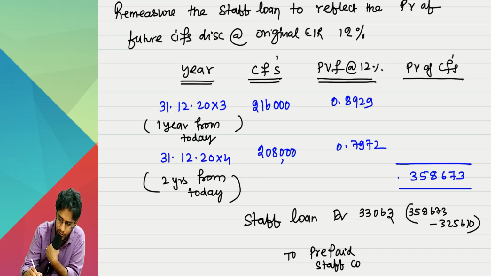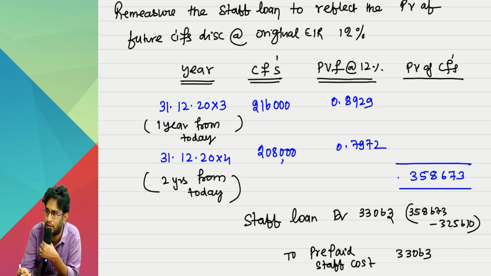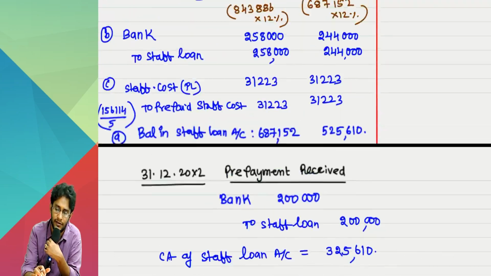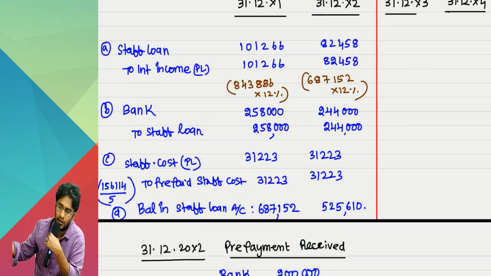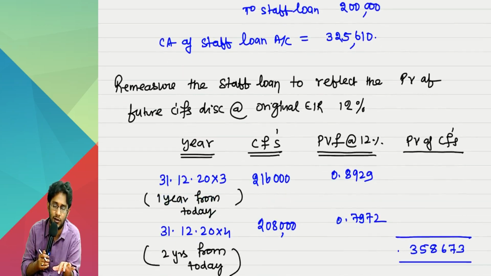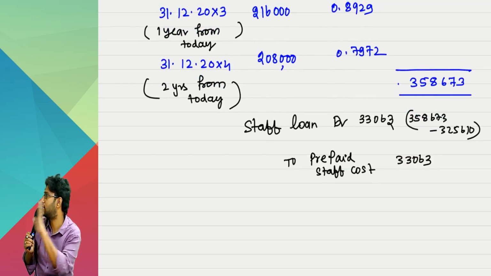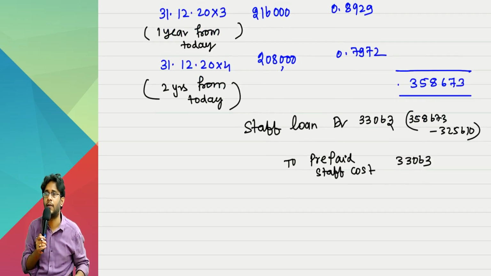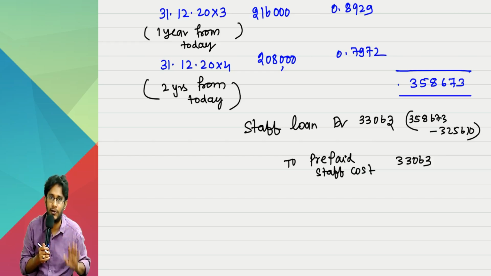Logic I will tell you. Prepaid staff cost we adjust. Are you having balance in prepaid staff cost? Yes, we have 1,50,000. For the first year and second year, even though you wrote off 31,000, still around 90,000 balance is there in that. So we adjust this 33,063 against the 90,000 balance. Sir, why should I adjust it to prepaid staff cost?